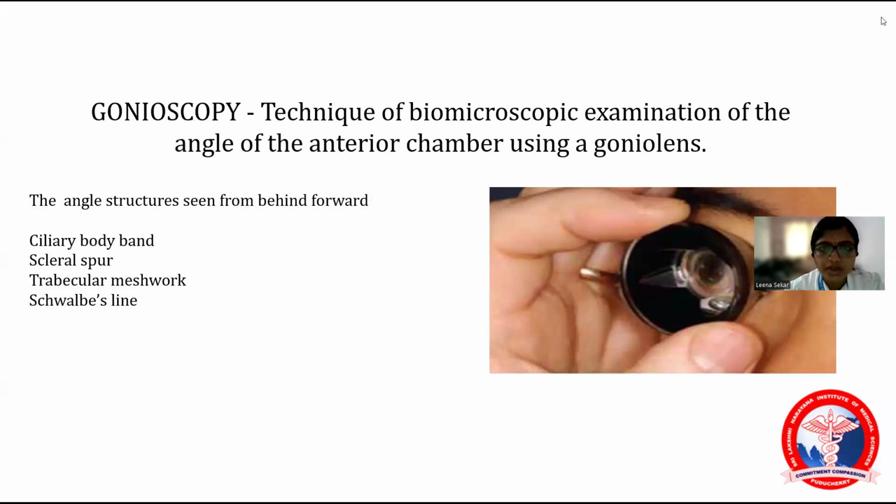What is gonioscopy? Gonioscopy is the technique of a biomicroscopic examination of the angle of anterior chamber. We have to measure it using a special gonio lens. The angle structures are seen from behind forward, which are further classified into four main structures: ciliary body band, scleral spur, trabecular meshwork, and Schwalbe's line.